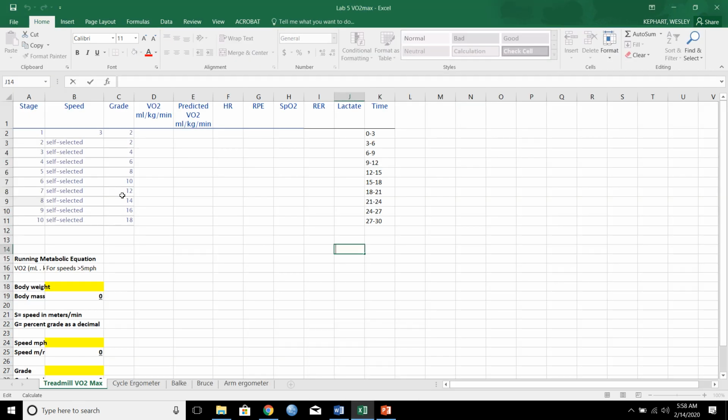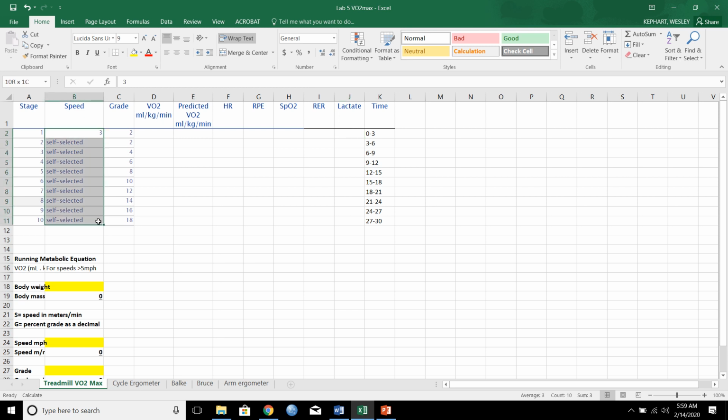So treadmill VO2 max. We need to warm up for 3 minutes, so 0 to 3 minutes, 3 miles per hour, 2% grade incline. So we might actually be measuring their actual oxygen consumption. We could get a predicted VO2 from everything down here. I'll talk about that momentarily. We need to measure their heart rate. We have numerous heart rate monitors. RPE, asking them at each level. SpO2, I'll show you how to use a pulse oximeter. RER and lactate if we're actually measuring it. If you're not, it's okay to not have those.